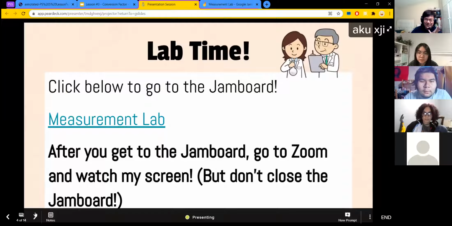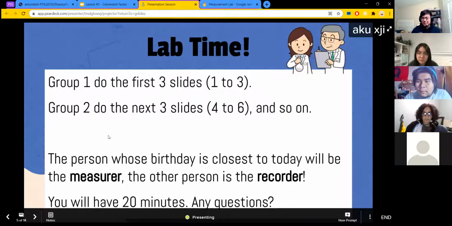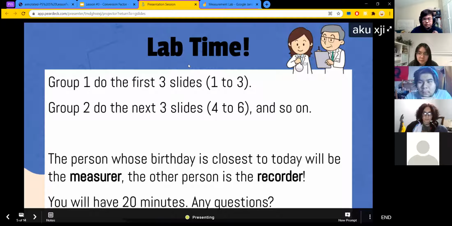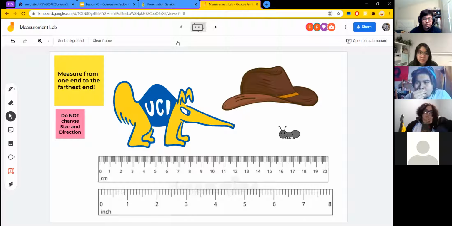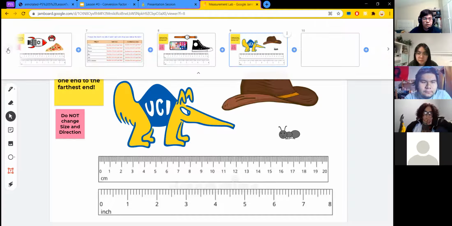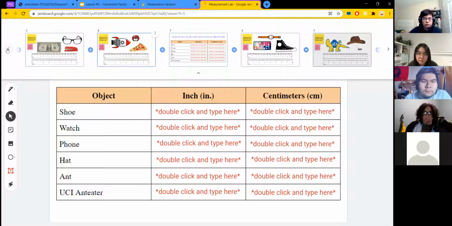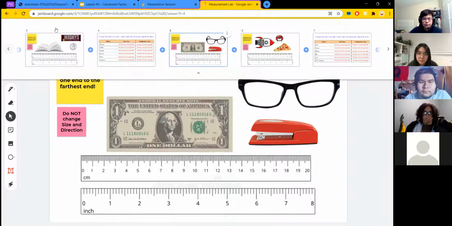Okay, so I'm gonna put you guys in breakout rooms. It's only gonna be 2 groups since we only have 4 people. Group 1 is gonna do slides 1, 2, and 3, and then group 2 does slides 4, 5, and 6, right? So slide 4 would be just the table, and then 5 and 6 would be the actual objects. So don't forget to complete your table.